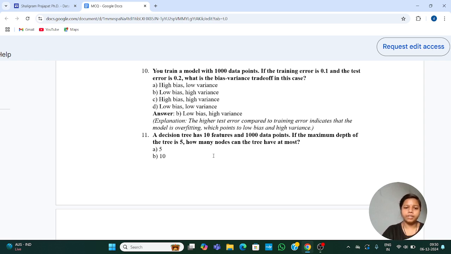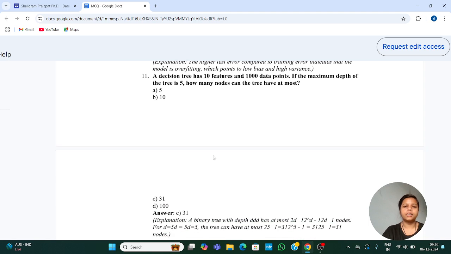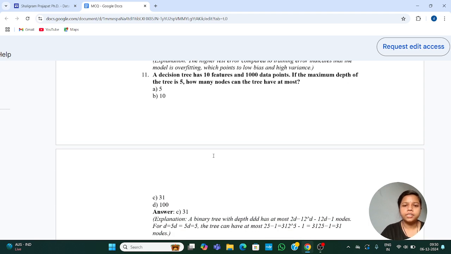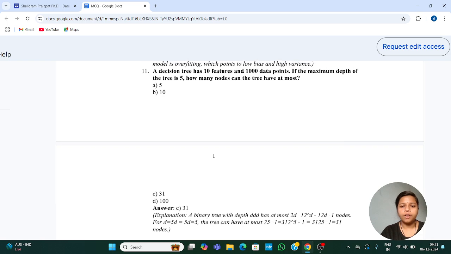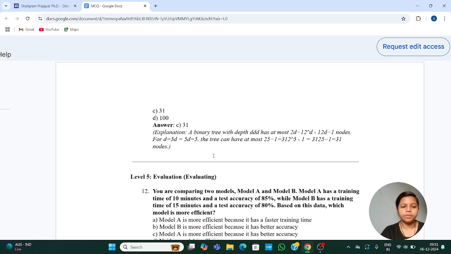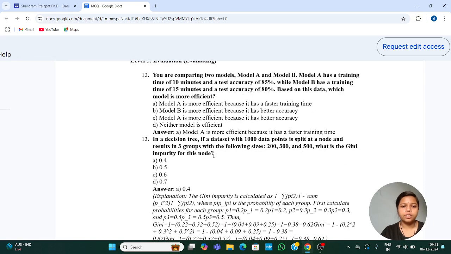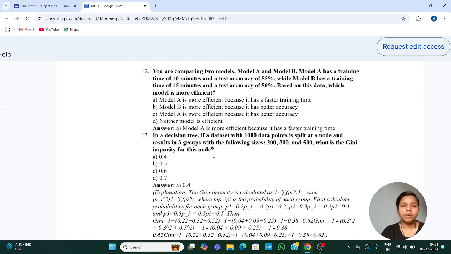Question number 11: a decision tree has 10 features and 1000 data points. If the maximum depth of the tree is 5, how many nodes can the tree have at most? The answer is 31. The next question is, you are comparing two models, model A and model B.